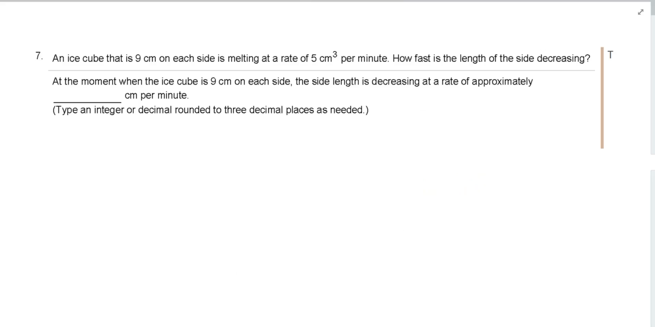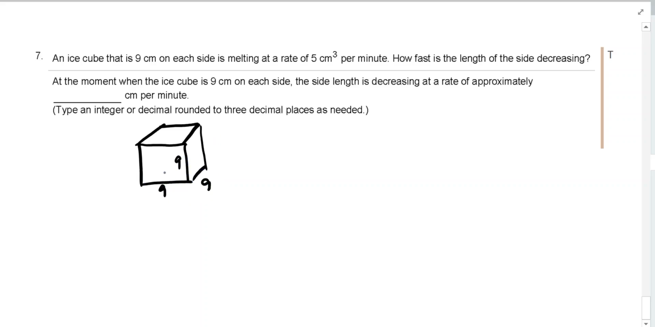Okay? All right, last one. An ice cube that is 9 centimeters on each side is melting at a rate of 5 centimeters cubed per minute. How fast is the length of the side decreasing? All right, so let's think about it. An ice cube, which, you know, we used to have old ice trays that actually made cubes, but let's think about a cube. The definition of a cube is that all sides are equal. And so this would be 9 here, 9 here, and 9 here.